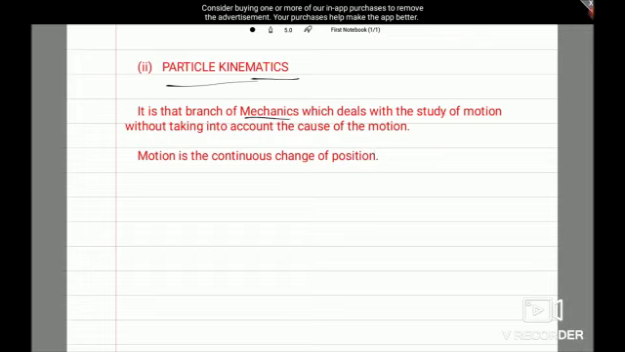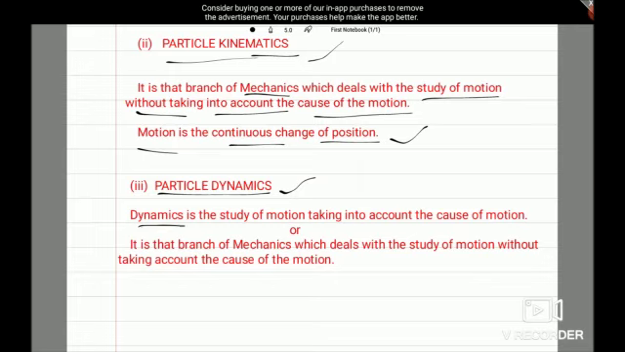Kinematics is a branch of mechanics in which we deal with the study of motion, but we are not concerned about the cause of motion. We only deal with how the motion takes place. Dynamics is that branch of mechanics in which we study not only the motion of the particle but also the cause of the motion. When we are concerned about the cause of the motion, it means we are dealing with dynamics.